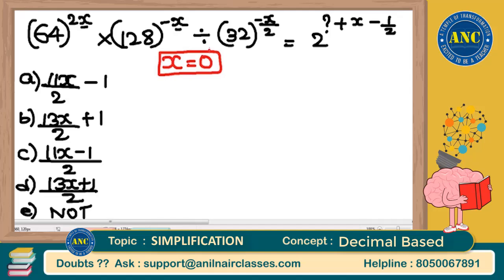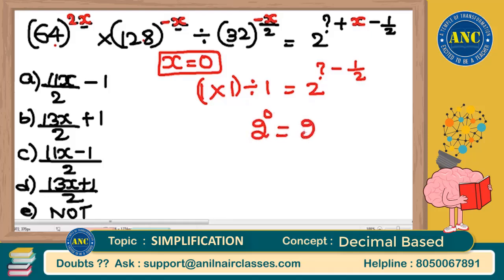Listen carefully. If I put x is equal to 0, 2 into 0 is 0, minus 0 is 0 in the power, minus 0 by 2 is 0 in the power. This also becomes 0. So you are left with any number to the power of 0 is 1: 64 power 0 is 1, 128 power minus 0 is 1, 32 power minus 0 is 1, equal to 2 to the power of question mark minus 1 by 2. 1 into 1 is 1, 1 divided by 1 is 1. 1 can be written as 2 power 0. 2 power 0 is equal to 2 power question mark minus 1 by 2. 0 is equal to question mark minus half. Your question mark will be equal to half.